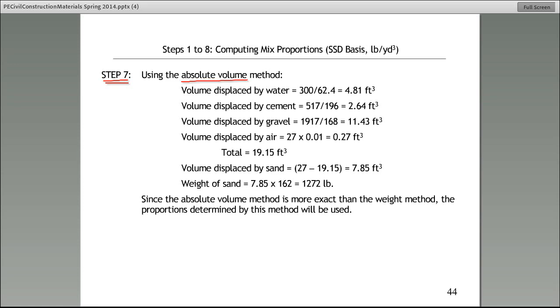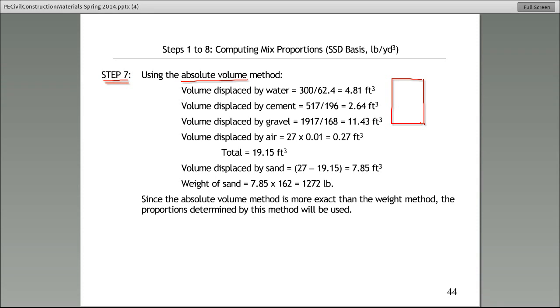With the absolute volume method, this is what you need to do. Remember I told you the volume of the mix that we are calculating a recipe for is 1 cubic yard. 1 cubic yard or 27 cubic feet. All right? So at this time, we know how much water we need, how much cement, how much gravel, and how much sand is what we're calculating right now. So this is what we are going to do.